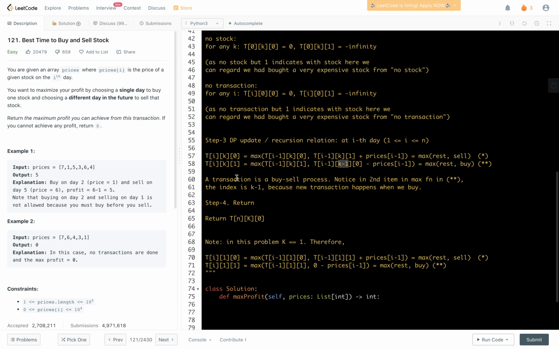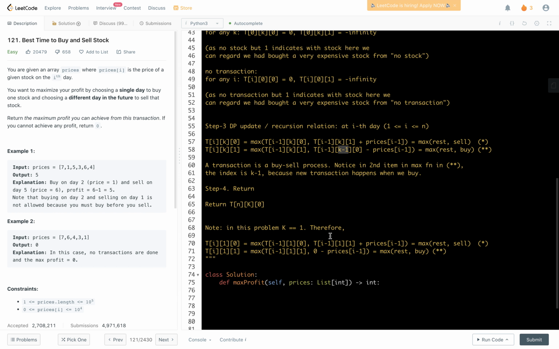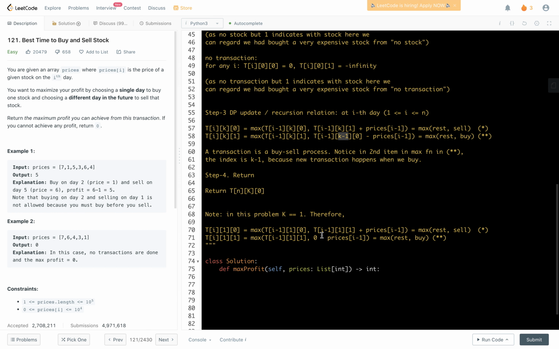So notice here is k-1, and in this problem the maximum allowed number of transactions is 1. So the recursion relation given by star and double star is updated as this. So star and double star here. So in this, we replace the k by 1, right? So in these two equations, essentially the two variables involved are TI0 and TI1, right?